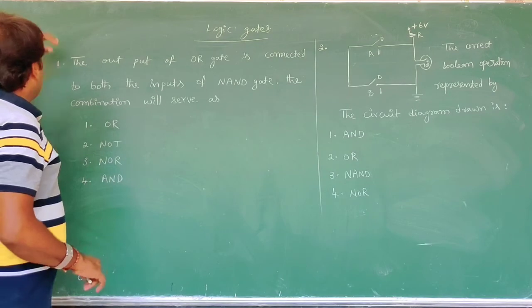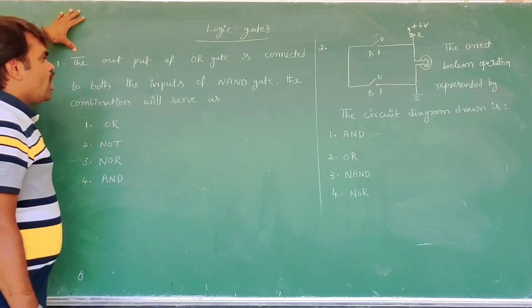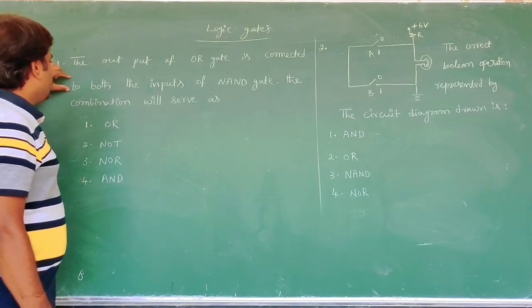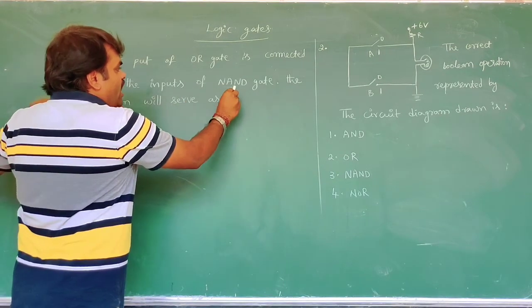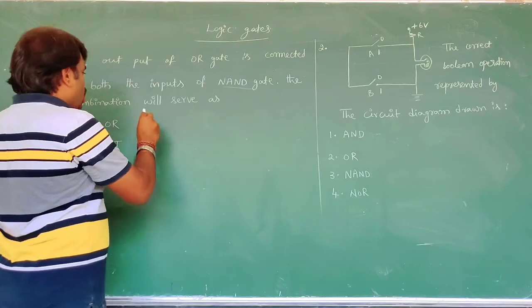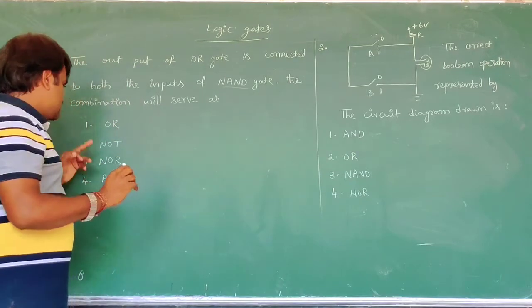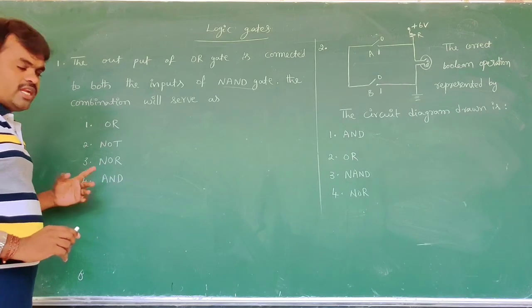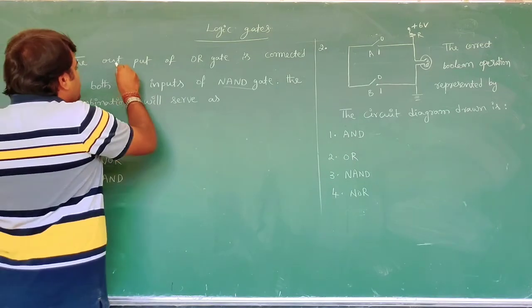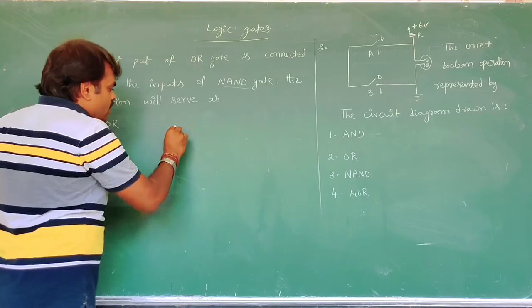First problem: the output of an OR gate is connected to both the inputs of a NAND gate. The combination will serve as an OR gate, NOT gate, NOR or AND. Now what is the question here? The output of the OR gate.